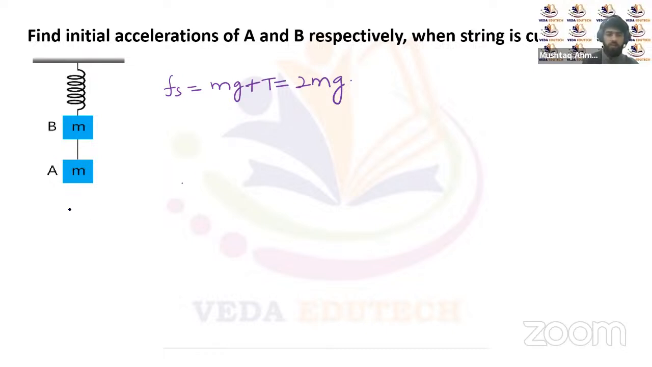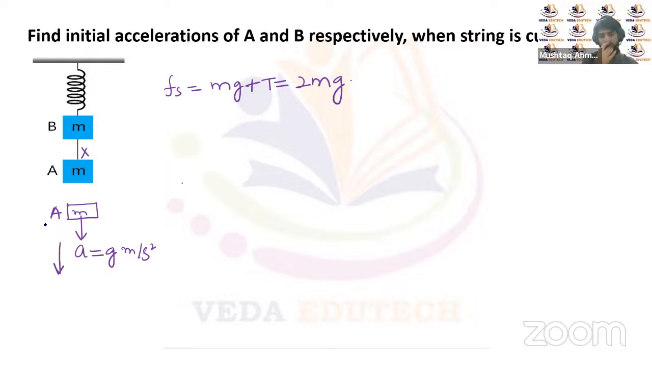If the tension in the string becomes zero, there is no contact for this block of mass m. It will only fall under the force of gravity, and the acceleration of this block will be acceleration due to gravity, that will be g. So g meter per second square will be the acceleration for block A in the downward direction, right?